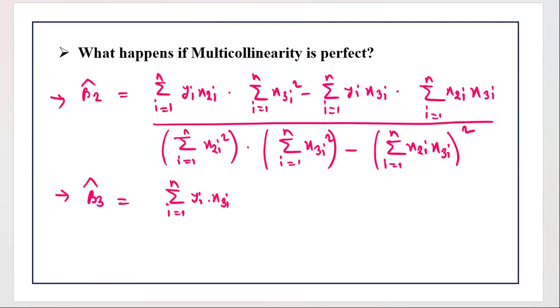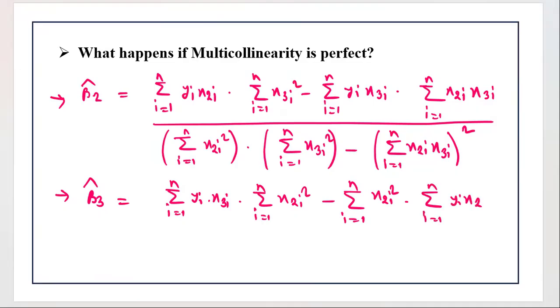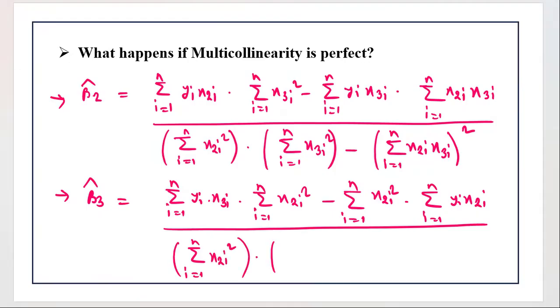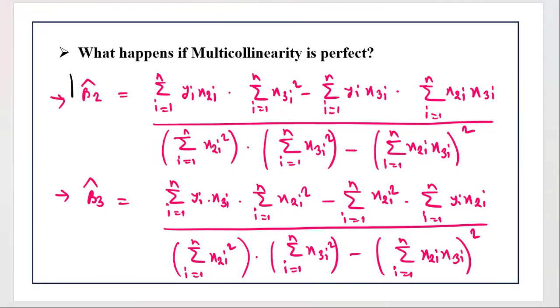So this will be summation yi x3i into summation i from 1 to n x2i square, minus summation i from 1 to n x2i x3i into summation i from 1 to n yi x2i, and whole divided by summation i from 1 to n x2i square. The denominator is exactly the same: summation i from 1 to n x3i square, minus summation i from 1 to n x2i x3i whole square, right? So this is the estimated value of beta 2 cap and this is the estimated value of beta 3 cap. Now you will see why I have done this.